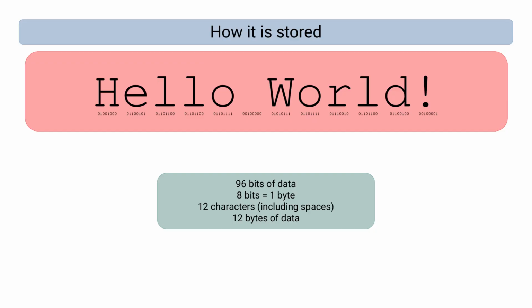Now, because in ASCII each letter is 8 bits, we've decided to have another definition for data storage called bytes. By definition, 8 bits equals 1 byte. So back to this example, because we have 12 characters, including the space and exclamation mark, there are 12 bytes of data in Hello World.